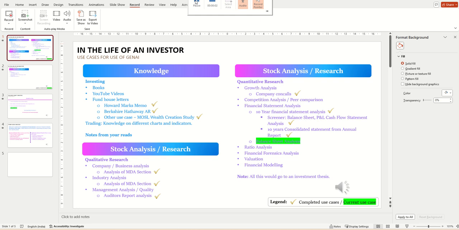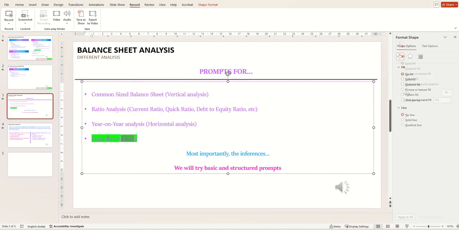Hello friends, we are currently discussing how to use prompts for fund flow analysis. In my last video, I explained in detail about the fund flow analysis. What is it all about?